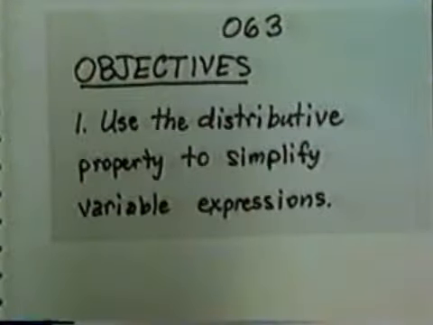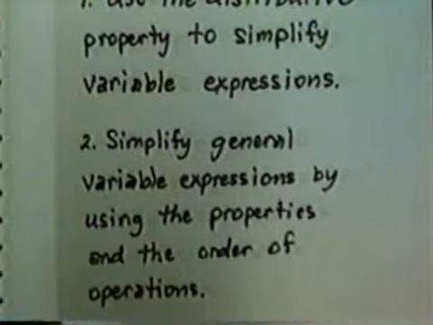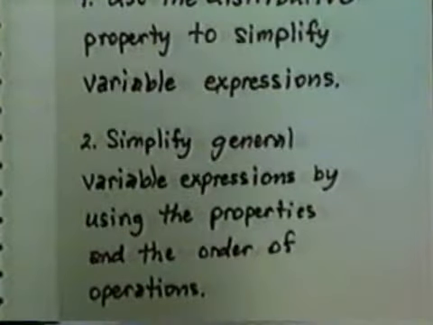On this tape we have two objectives. Objective 1 is to use the distributive property to simplify variable expressions. Our second objective is to simplify general variable expressions by using the properties, by that I mean the number properties that we have studied, and the order of operations.